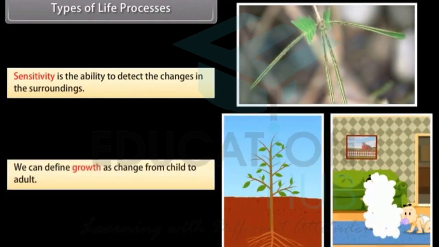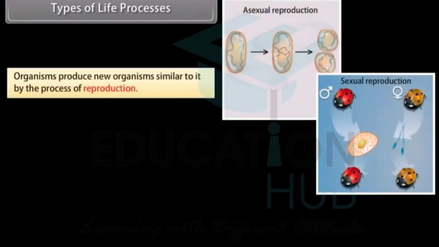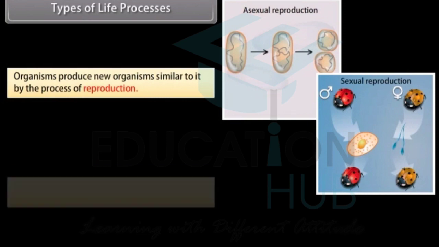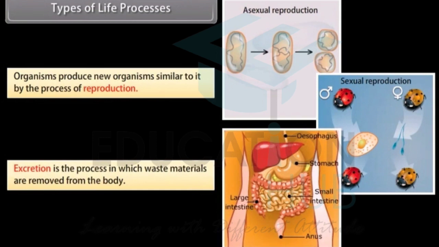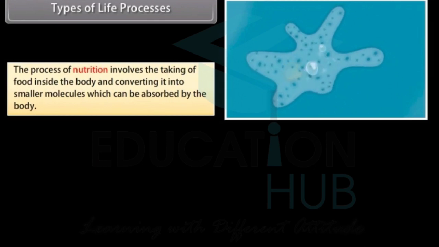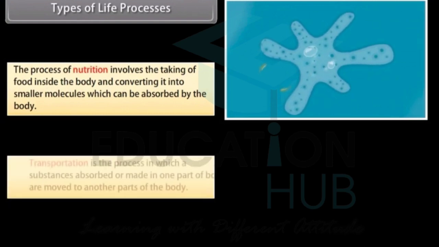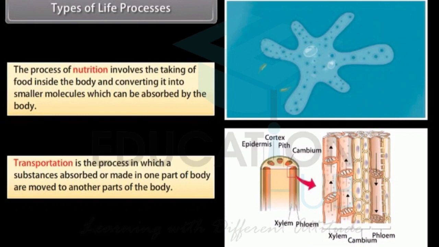We can define growth as change from child to adult. Organisms produce new organisms similar to them by the process of reproduction. Excretion is the process in which waste materials are removed from the body. The process of nutrition involves taking food inside the body and converting it into smaller molecules which can be absorbed by the body. Transportation is the process in which a substance absorbed or made in one part of the body is moved to other parts of the body.